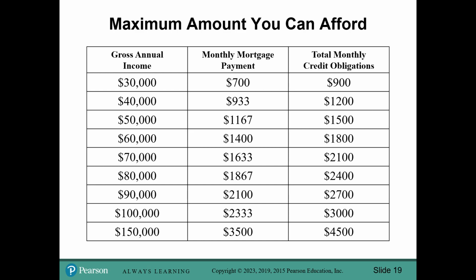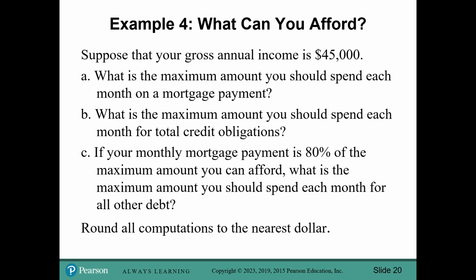So I find this table interesting, but maybe not altogether completely helpful. But let's look at this question. It says, suppose that your gross annual income is $45,000. What is the maximum amount you should spend each month on a mortgage payment? What is the maximum amount you should spend each month for total credit obligations? If your monthly mortgage payment is 80% of the maximum amount you can afford, what is the maximum amount you should spend each month for all other debt? Round all computations to the nearest dollar.